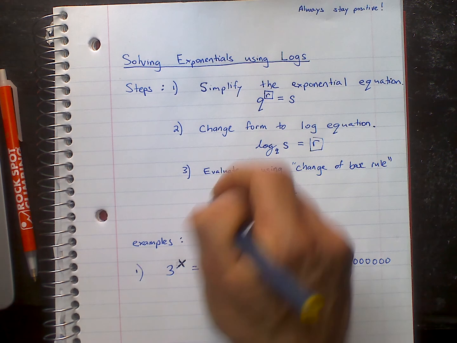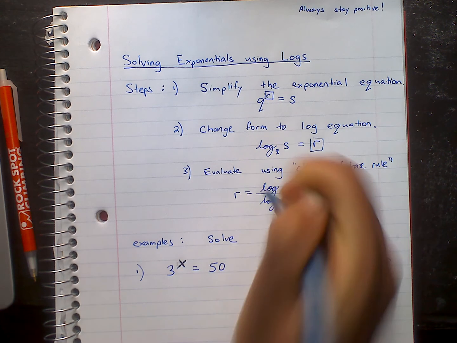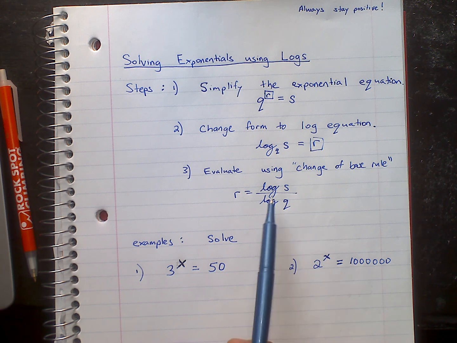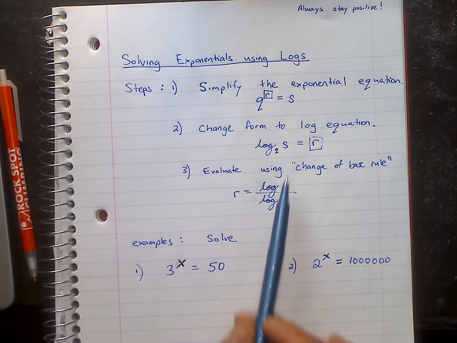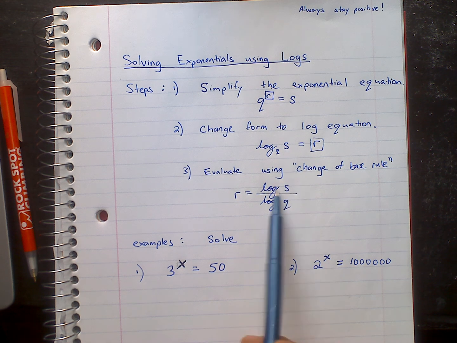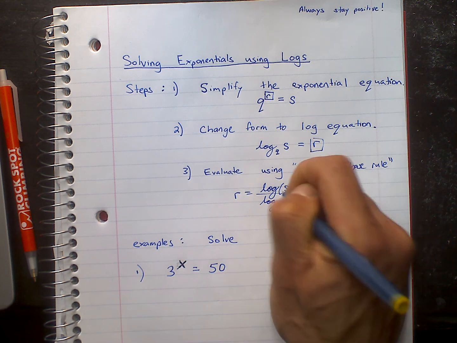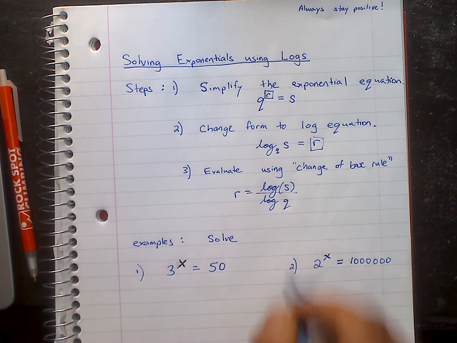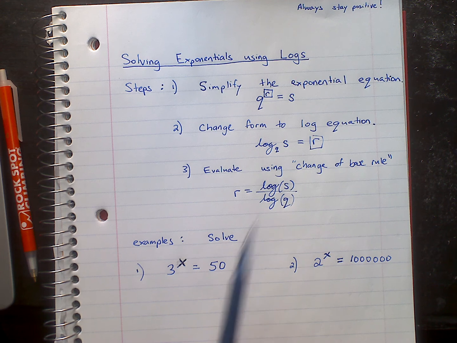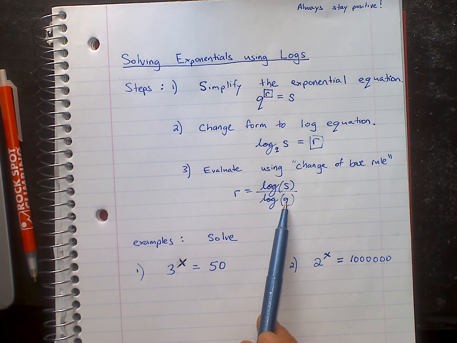So when you solve for r, or when you evaluate it, your calculator can only handle base 10 or the natural base. So we did the change of base rule, which would read log of s, which is what you previously took the log of, divided by the log of q. That was the base of the previous equation. It is base 10, but you don't need to actually type that into the calculator because that is what the calculator is programmed to do.